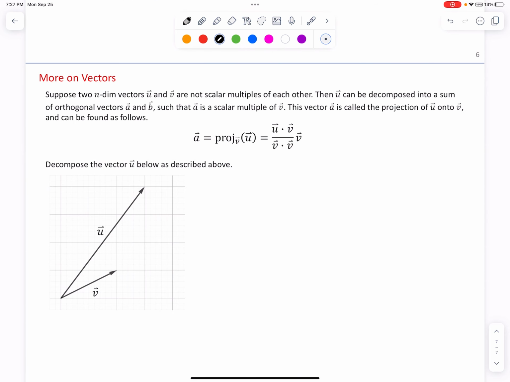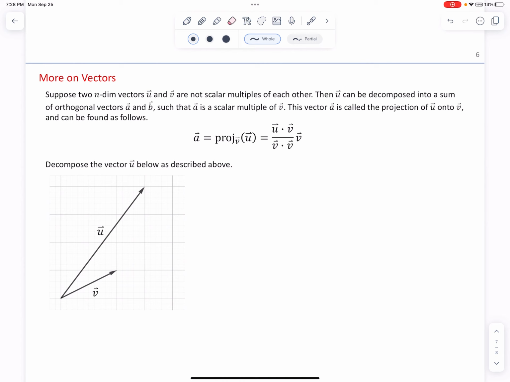Suppose two n-dimensional vectors u and v are not scalar multiples of each other. So in this picture here, we see u and v in a 2D context. They're not pointing in the same or opposite direction, so they're not scalar multiples of each other. Then u can be decomposed into a sum of orthogonal vectors a and b, such that a is a scalar multiple of v. This vector a is called the projection of u onto v and can be found as follows.